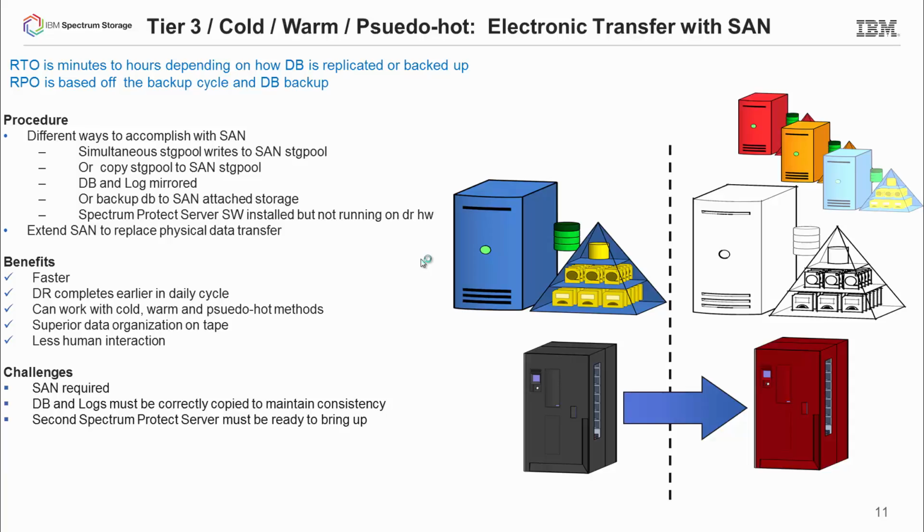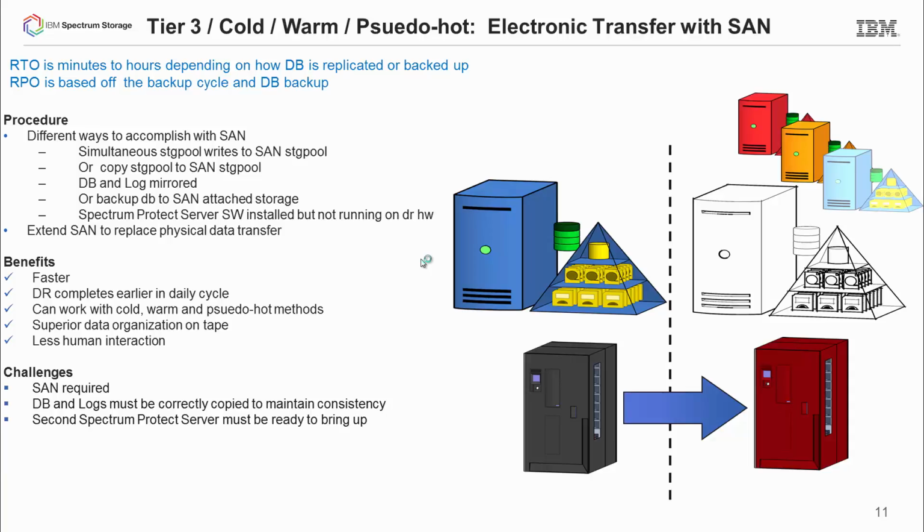the storage area network. To get the database offsite, we could either do database and log, have it mirrored over to another site, or we could have the database backup done to a SAN attached storage, and then we would restore that database to a secondary Spectrum Protect server. And in addition, we could have a Spectrum Protect server at a secondary location with the software already installed, but it's not running. The Spectrum Protect database is sent over on a daily basis to that server.